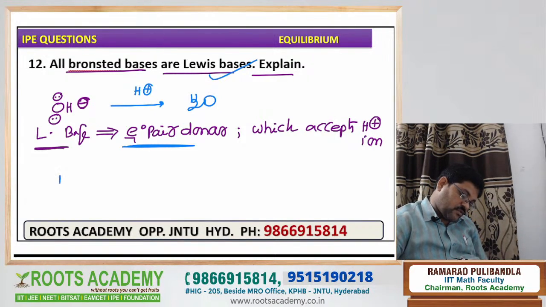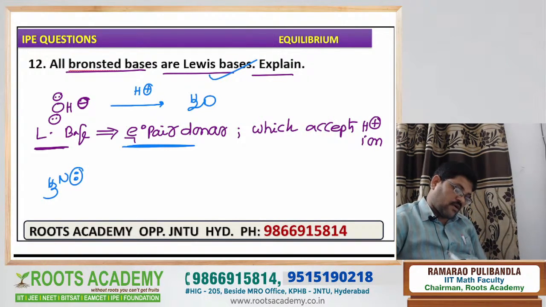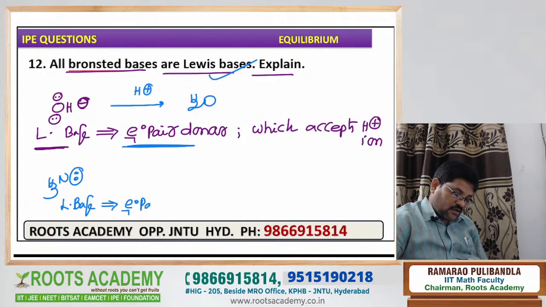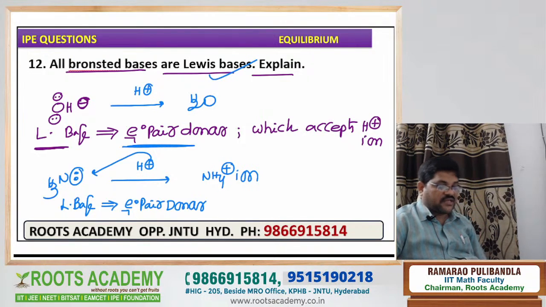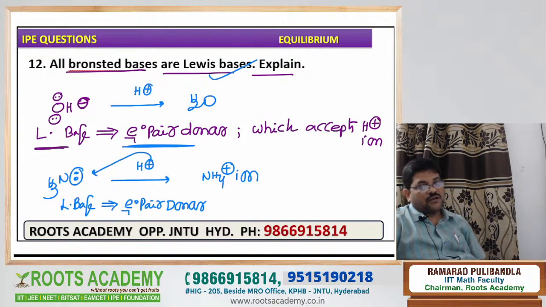Take one more example. Take the example of ammonia. Ammonia has a lone pair. Nitrogen has a lone pair, and because nitrogen has a lone pair it is called a Lewis base. What is a Lewis base? Electron pair donor. Now the nitrogen lone pair accepts H plus ion and forms ammonium cation. That's why the statement is correct. That's why all Lewis bases are Bronsted bases, Nana.